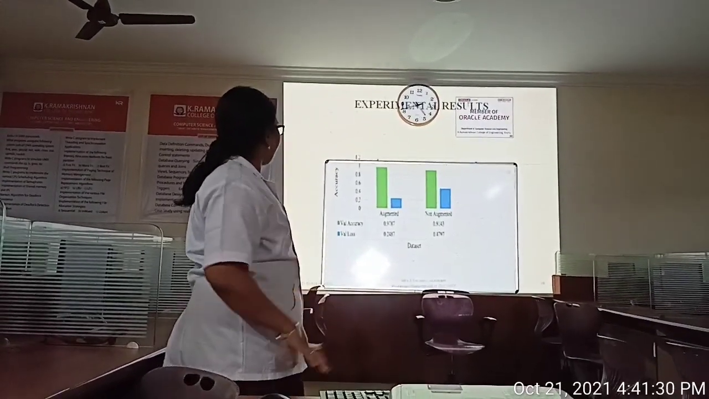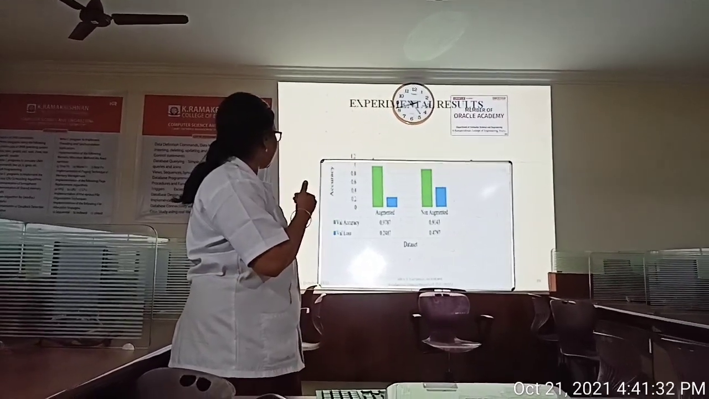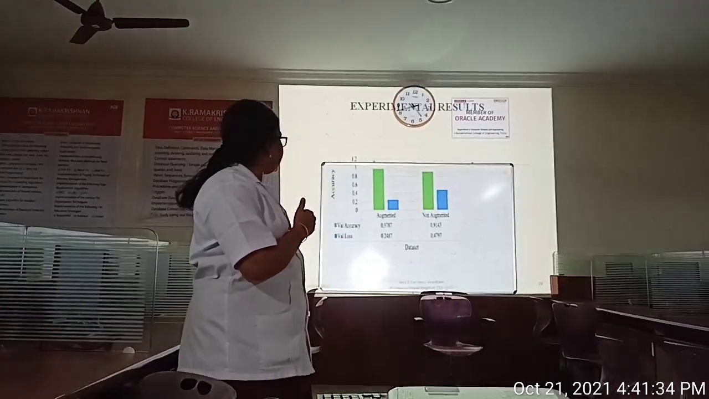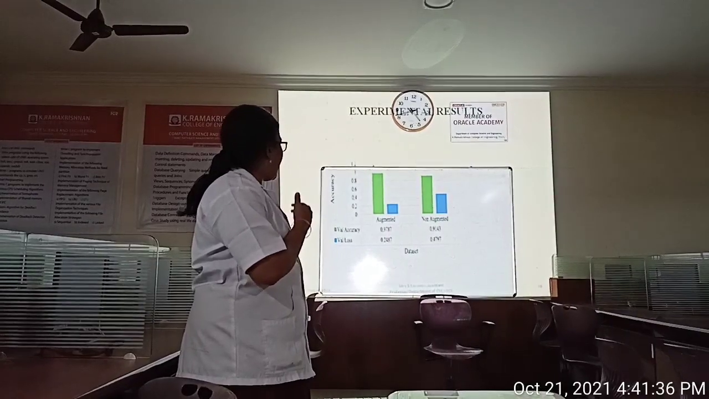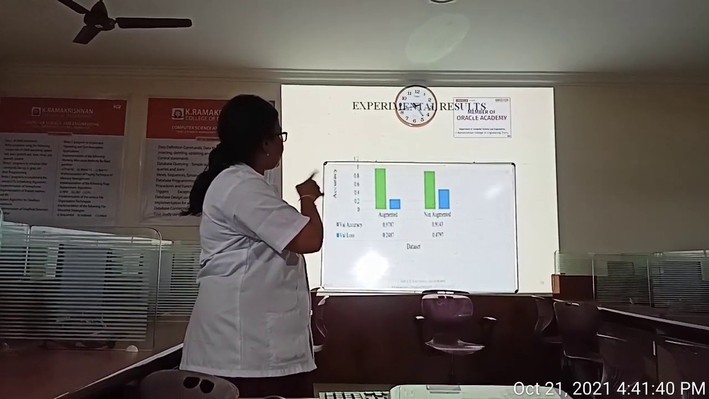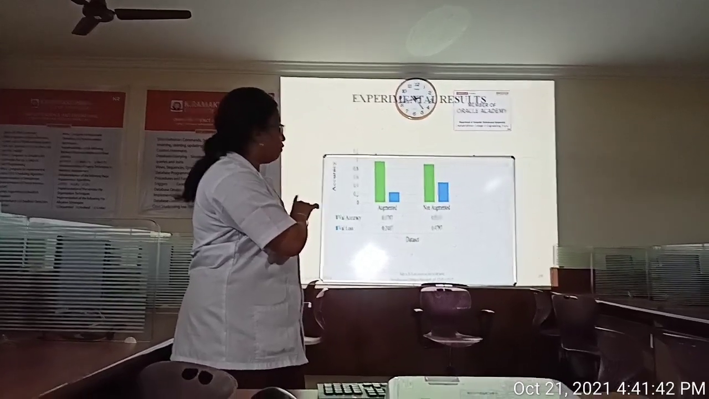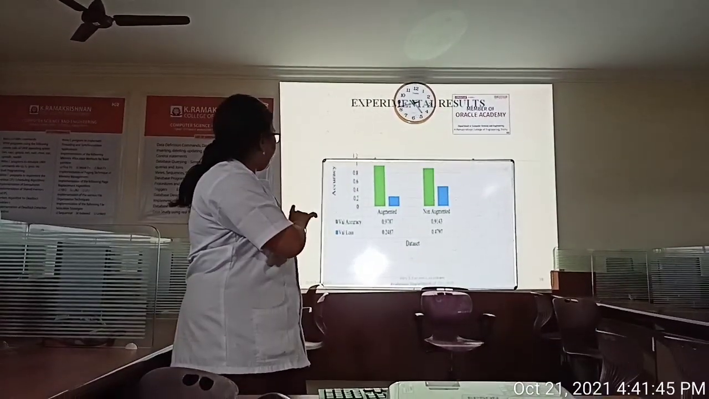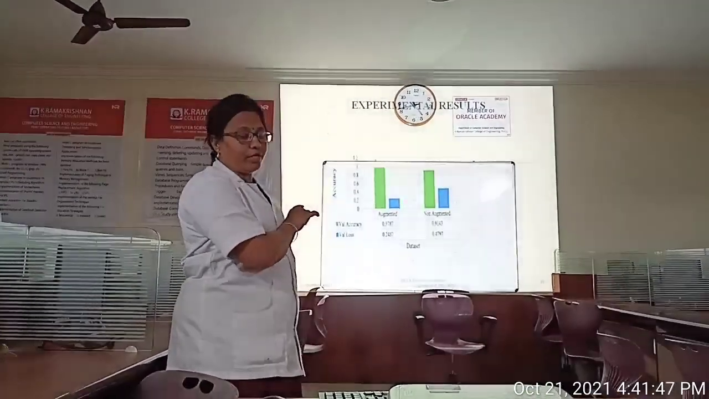So this is the experimental result. After augmentation, I got an accuracy of 0.97 and a loss of 0.24. After non-augmentation, I got 0.91 and a loss of 0.47. With augmentation, I got 0.97 and 0.2.